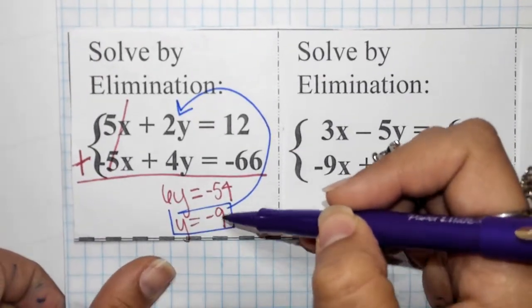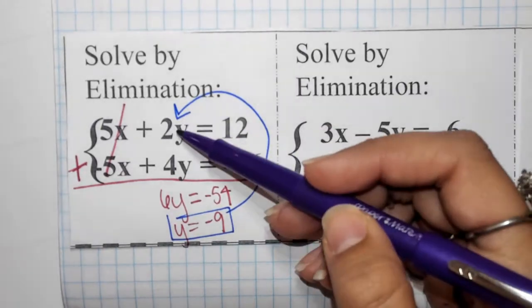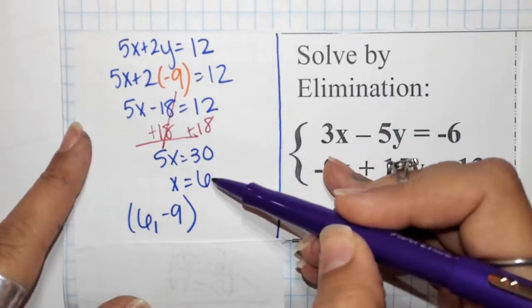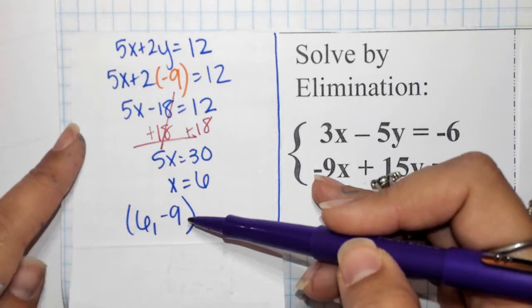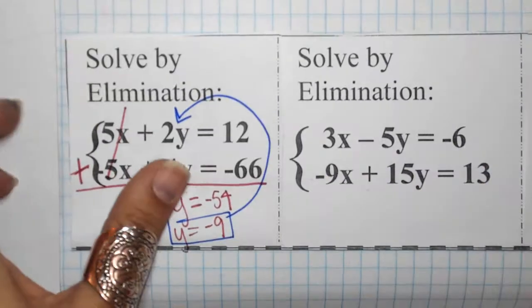Now, what did we do with that y once we found it? We plugged it in for y, and then we found x equals 6. And then we wrote it as a coordinate. Is it important that we write it as a coordinate? Yes, every single time. Now, let's look at our homework.